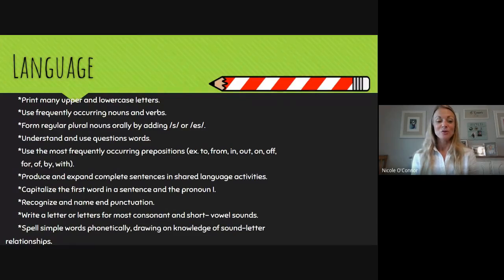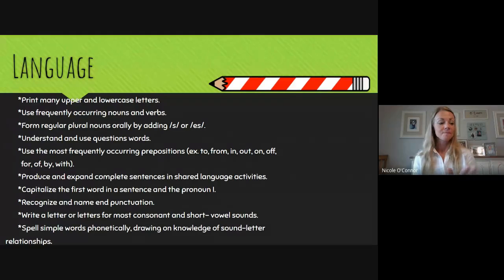One of the biggest things in kindergarten is phonetic spelling, and this is something that's always tricky for parents because you want words to be spelled correctly for your children, and that's not developmentally appropriate. And that's the last bullet point on here, to be able to spell words phonetically, drawing on that letter sound relationship. So if they're sounding out, I always use the word pizza because it's an easy word to use, but it's not going to be spelled correctly.